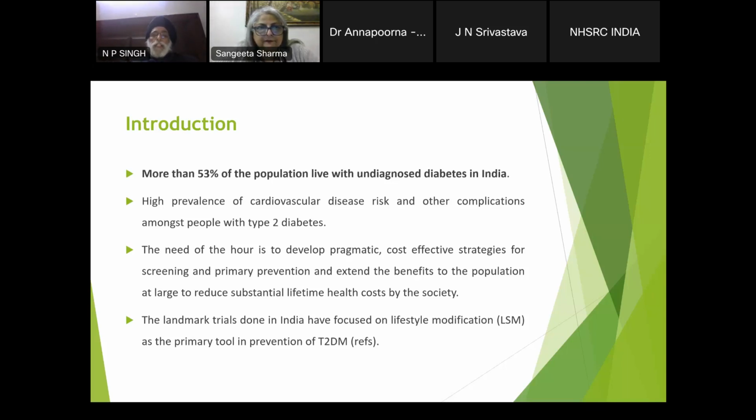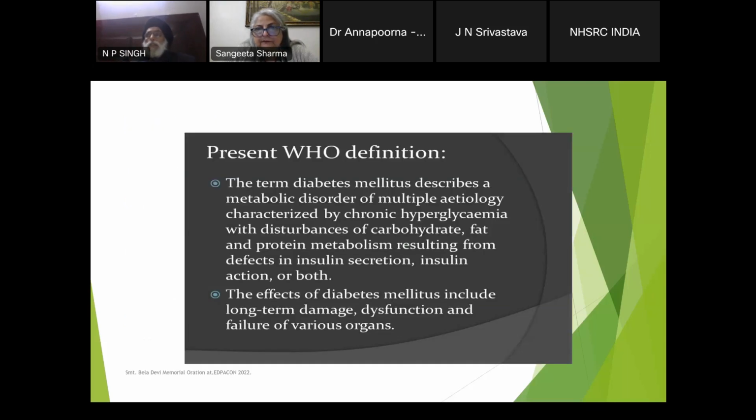There is a significantly higher prevalence of cardiovascular disease and other complications amongst type 2 diabetes patients. There is a need now to develop pragmatic, cost-effective strategies, which have been discussed in the standard treatment guidelines, and which should have facilities and strategies for screening and for primary, secondary, and tertiary prevention, so that it reduces the substantial cost to society. The landmark trials in India have shown that lifestyle modification continues to remain one of the very important tools to prevent and manage type 2 diabetes.